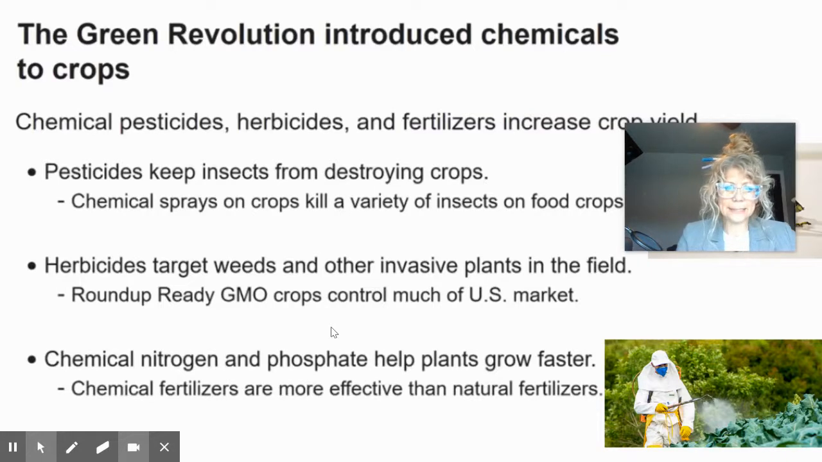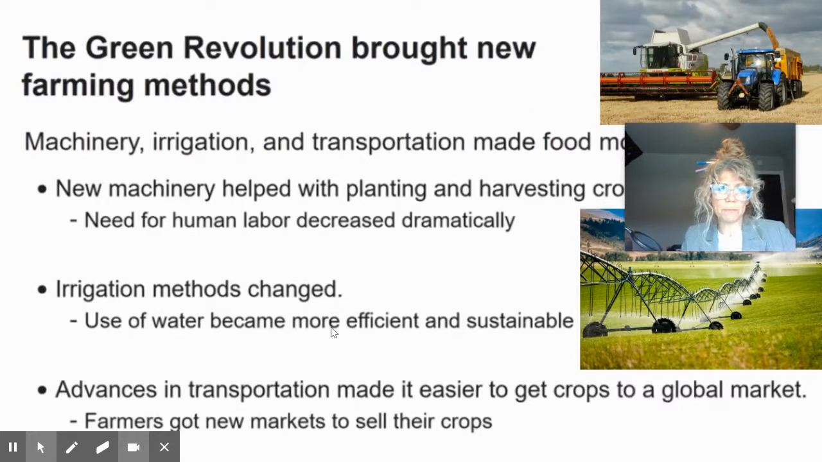All right, last we have farming methods. And a lot of this is straightforward too. So let's start with machinery. So you have any kind of machinery that's going to be an advancement in harvesting. And the effect of that is it's going to decrease human labor. The next is irrigation.